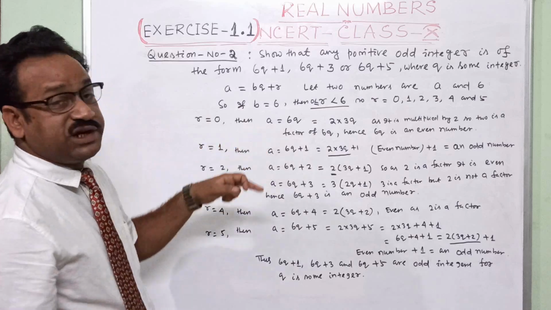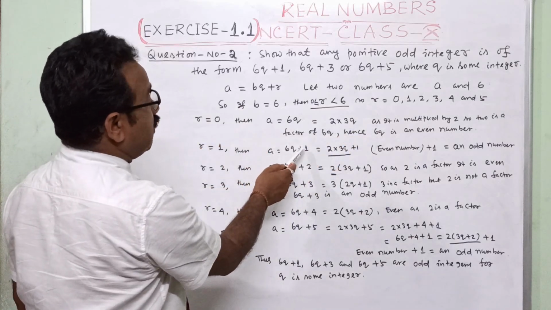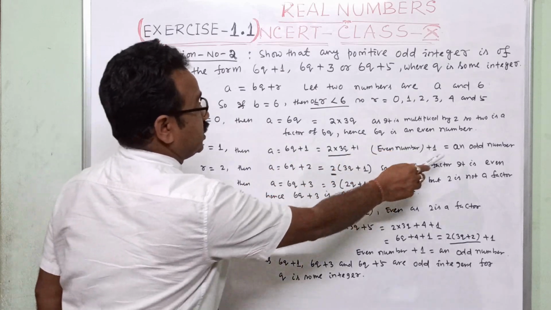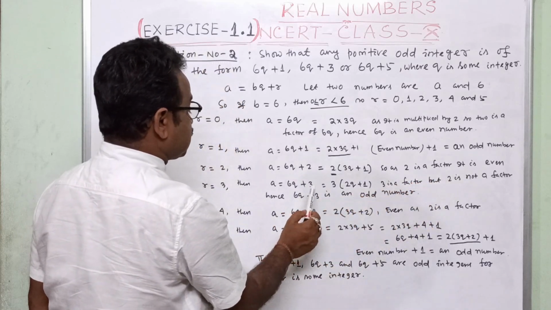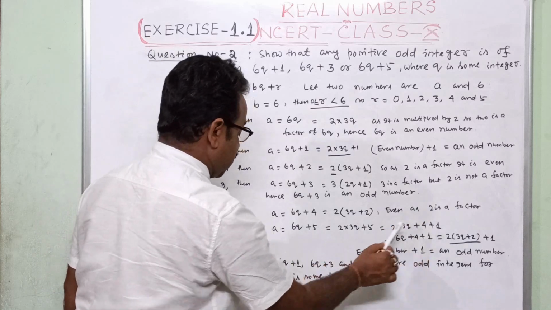So when putting r is equal to 0, we are getting an even number. When putting 1, getting an odd number. 2, 6 cube plus 2, even number. 6 cube plus 3, odd number. 6 cube plus 4, even number. 6 cube plus 5, odd number.